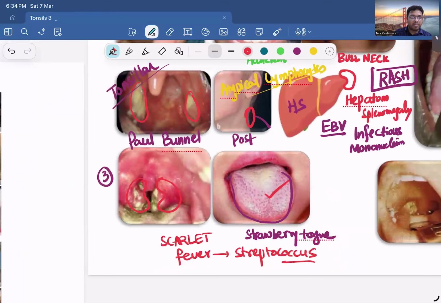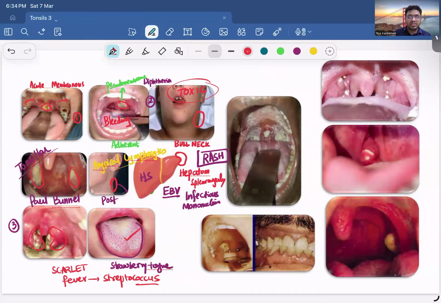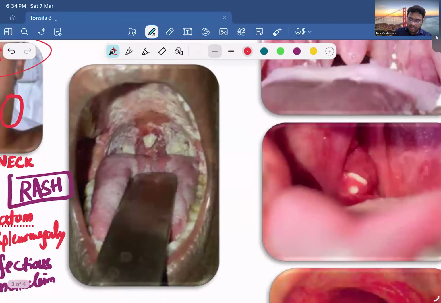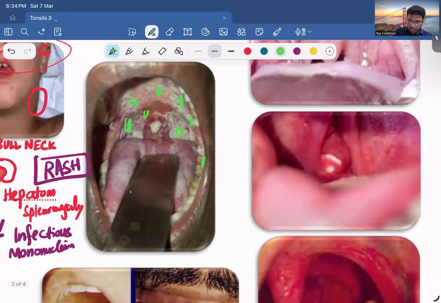Condition 1, acute membranous tonsillitis and diphtheria. Condition 2, infectious mononucleosis. Condition 3, scarlet fever. Now coming to this condition, you can see multiple white patches at different locations on the tonsil and soft palate. This patient is immunocompromised.